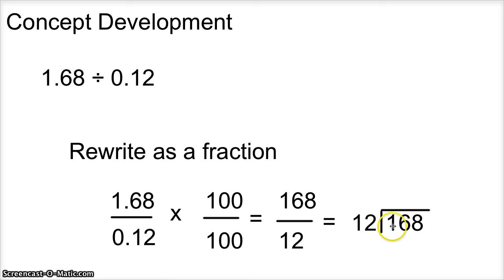So 12 can't go into 1. Can 12 go into 16? Yes. How many times? 1 time. 1 times 12 is 12. Then I'm going to subtract that. And 16 minus 12, or 6 minus 2 is 4. 1 minus 1 is nothing. So I get 4. And then I need to bring down my 8. That becomes 48. And this is a fast fact. I know that 12 goes into 48 4 times, and it goes in evenly. So I'm done. So my answer is 14.